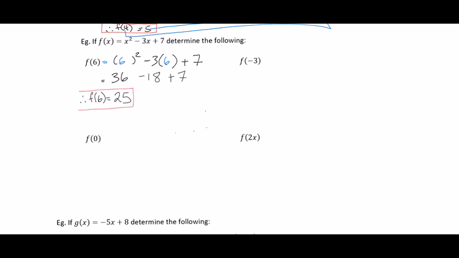Now, if I asked you what the point was for this, the point for this value is therefore (6, 25), based on our function notation. Let's compute f of -3. It's exactly the same as before. Try it out, and then I'll show you the solution.